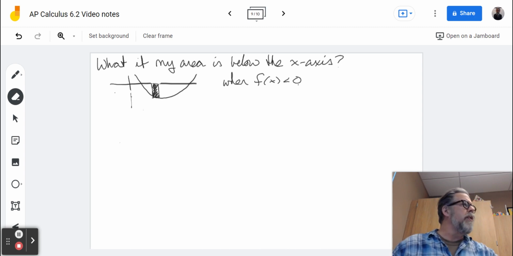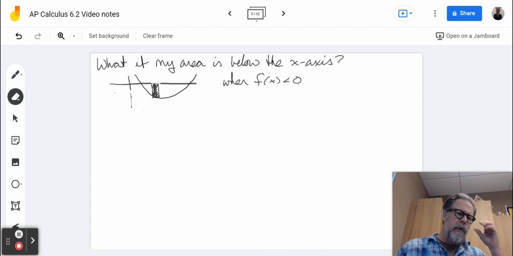We're going to talk about two things in this video. The first is, what do I do if my area is below the x-axis? We have to do some little workarounds. And then secondly, we're going to explore some transformations of functions and see what that does to the integral. So let's start with an area below the x-axis.